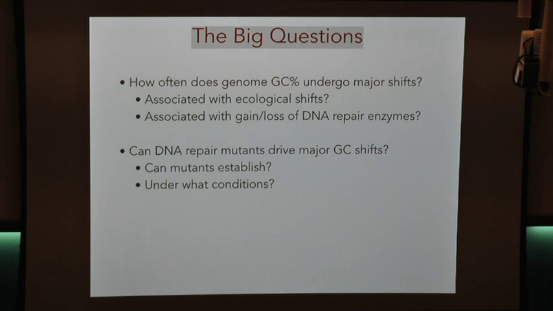The other question, like I said, is whether DNA repair mutants can drive major shifts in GC content. And the very first question to ask here is, can these mutants even establish? We know these natural lineages exist, and all the repair enzymes that we know of are not present in all bacteria. So clearly they can be gained and lost. Their gain and loss does happen, but we don't know what the impacts on fitness are.